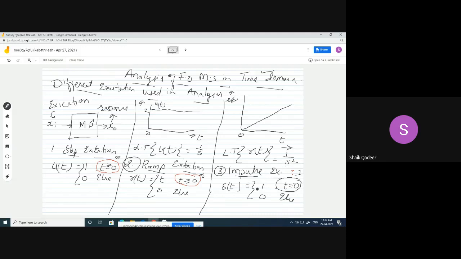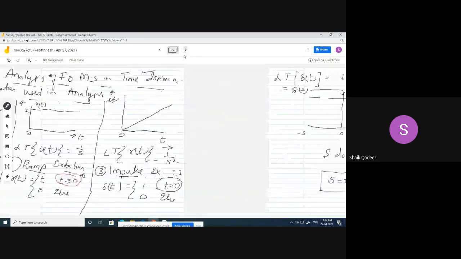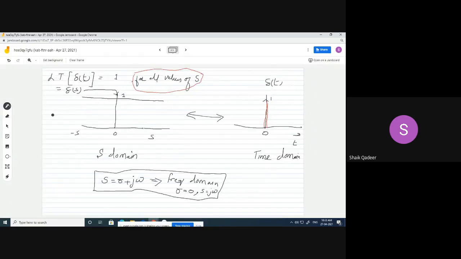Impulse excitation magnitude is 1 for only one instant of time, that is for t is equal to 0. The Laplace transform of this impulse function is again 1, but the difference is that it holds for all the values of s. If we make the sketch of this in S domain, it looks like this. For all negative and positive values of s, the Laplace transform of impulse function is 1. Whereas in the time domain plot, it is equal to 1 for only one instant of time.